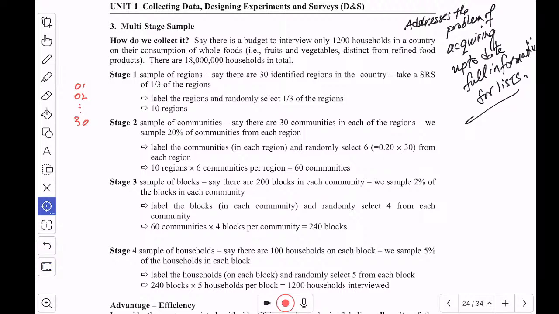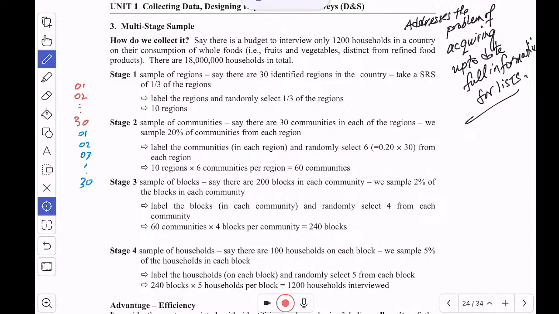Okay. So as I was saying, stage 2. Stage 2 is 30 communities, and we sample 20% from each region. So we label them in each region, 01, 02, 03, 04, well, I'm going too far, up to 30.